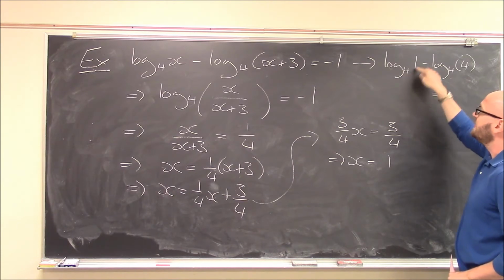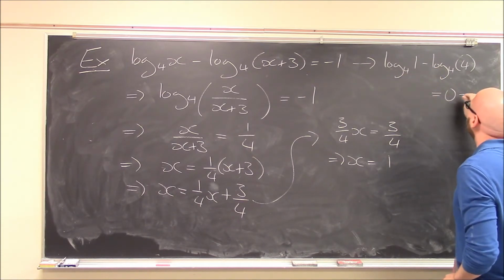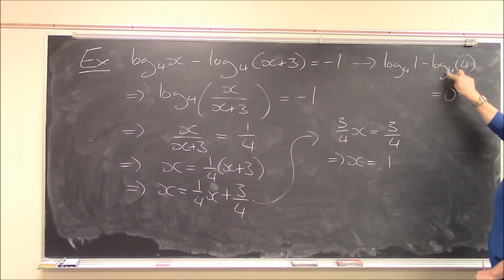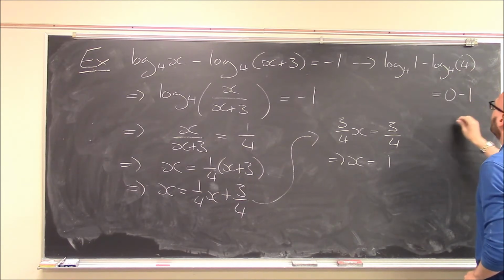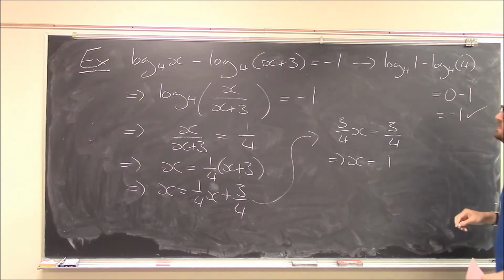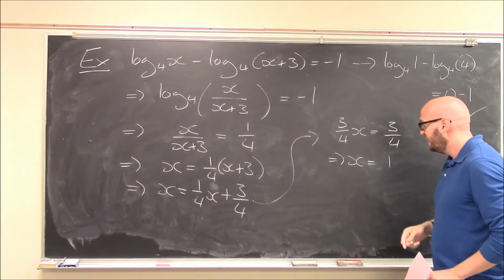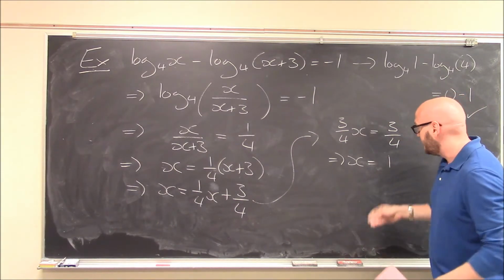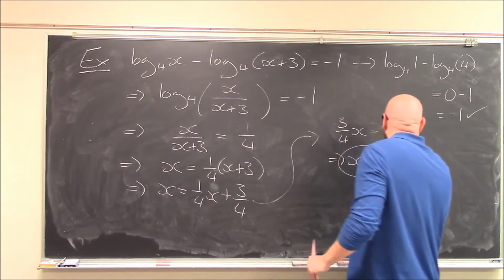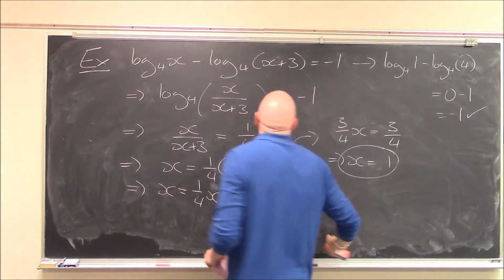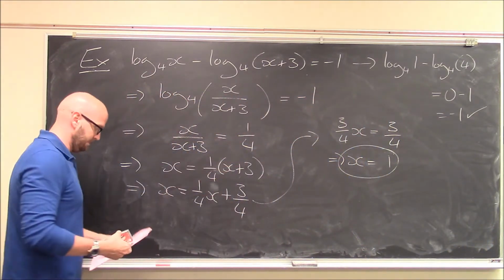Log to the base anything of 1 is 0, so that's 0 minus, here my base and argument are the same, log to the base 4 of 4 is equal to 1. So indeed that is minus 1, which is the right hand side. So we checked that this actually works. x equals 1 is a solution, and according to us, the only solution.